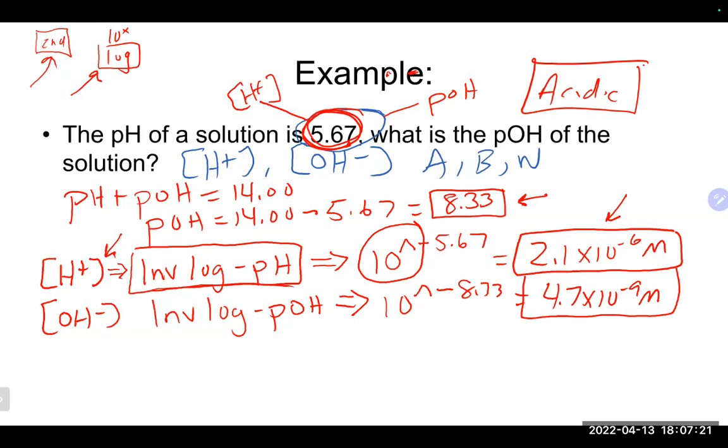So yeah. And so that's why, and then pOH, that's why we use it for that one. And that's how we would get our OH minus concentration, the same way.